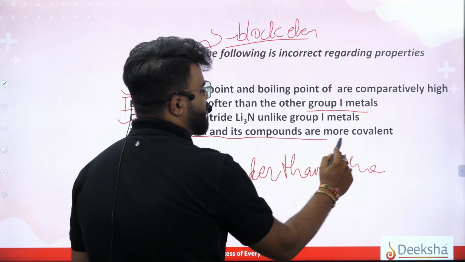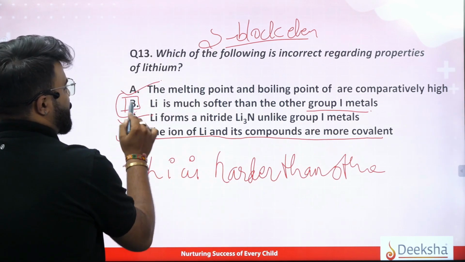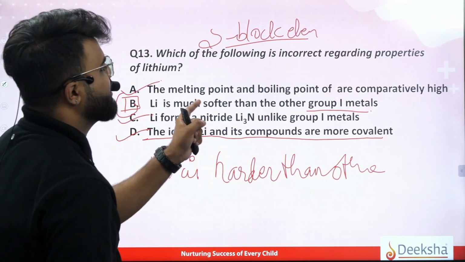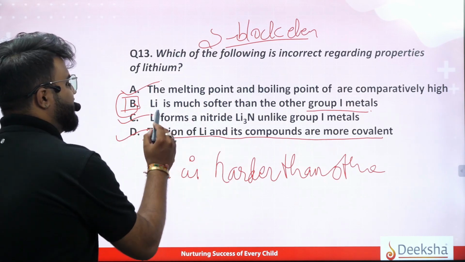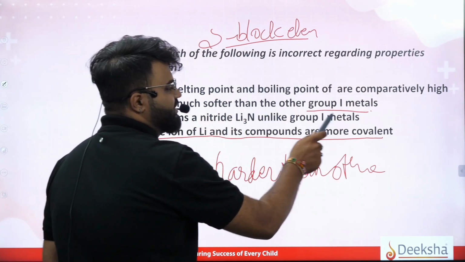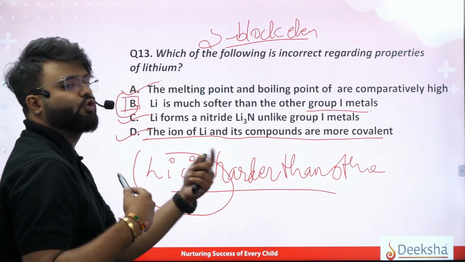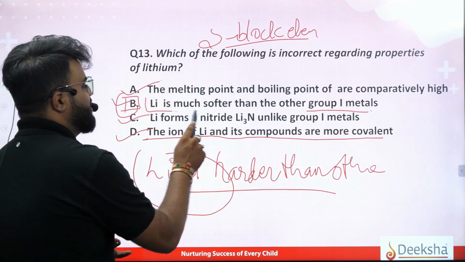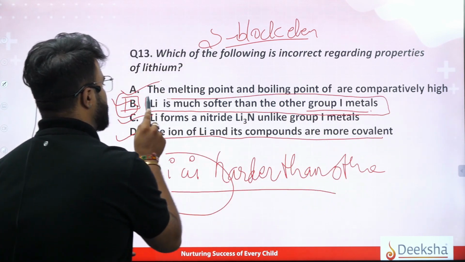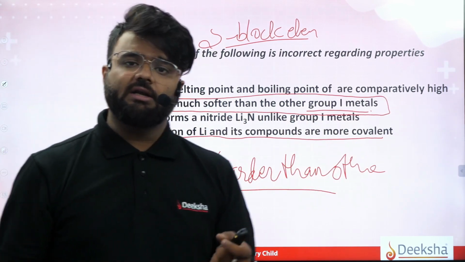Lithium forms a nitride, and yes, it is correct, and the lithium ion and its compounds are more covalent. Yes. So coming back to which of the following is incorrect regarding the properties of lithium: it is much softer than the other group 1 metals. No, lithium is harder than the other group 1 metals. Then option B is your correct answer.